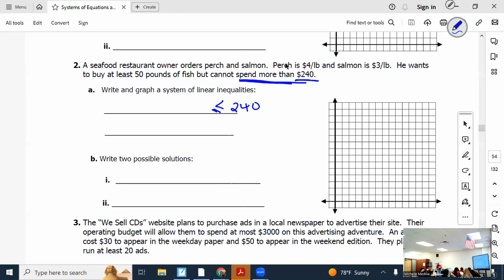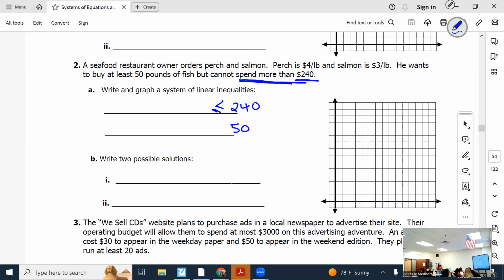So that's how much something costs. So that's not necessarily my total. Try again. What number? 50, good. That's my other total. That's my other constraint, right?